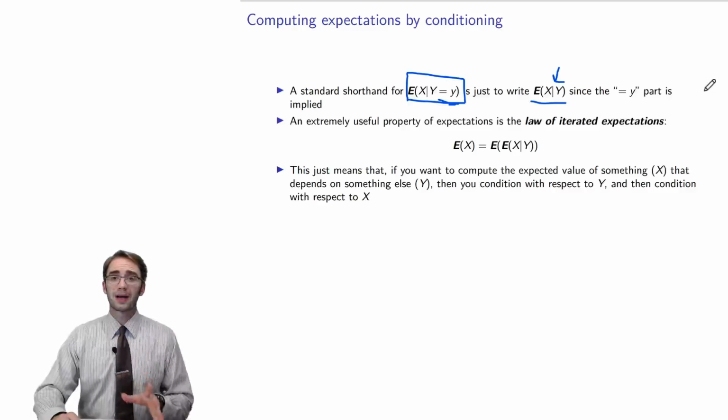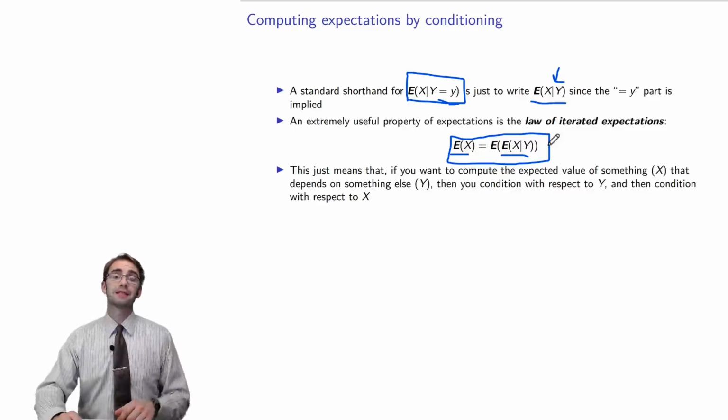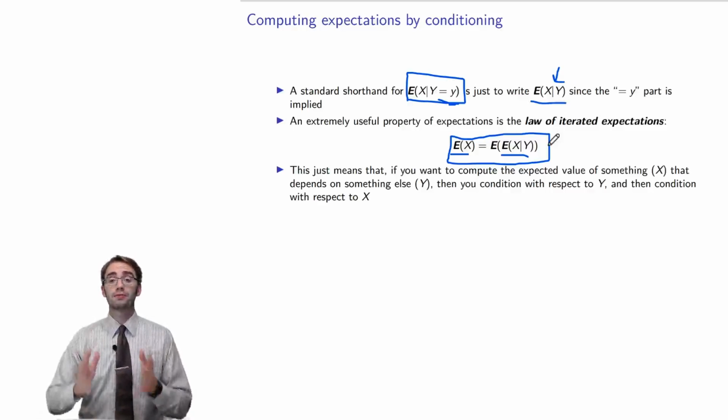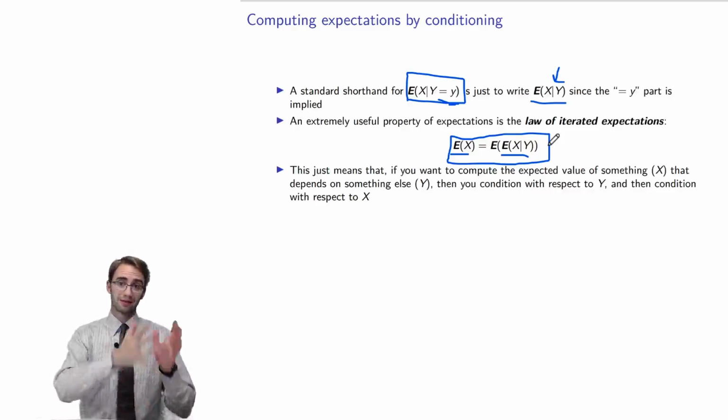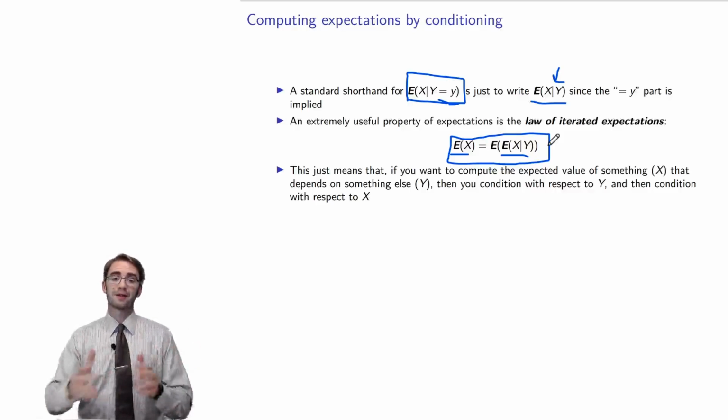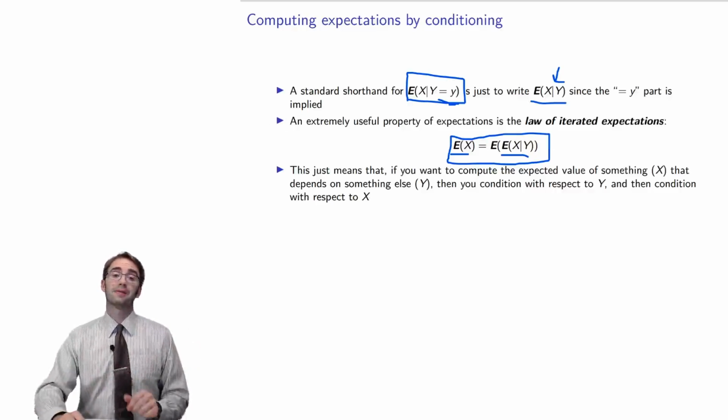So here's a useful property of expectations. This is not going to mean anything to you until we work through a few examples that get progressively more and more impressive. It says the expected value of x is equal to the expected value of the expected value of x given y. And that just means if you want to compute the expected value of something, and that something depends on something else, then you condition with respect to the something else, and then compute an expectation of that. Let's do an example, and I can show you what I mean.